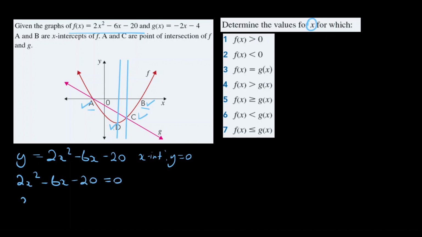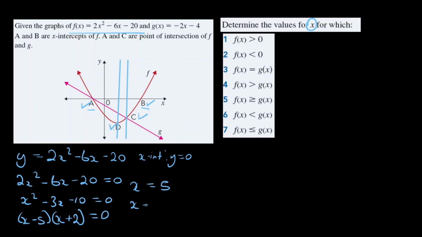equals 0, and we divide throughout by 2, which will be x squared minus 3x minus 10 equals 0. The factors of 10, that which you add will give us negative 3, that which you multiply will give us negative 10. It will be x and x, and it will be negative 5 and positive 2, and we know that x will be equal to 5, and x will be equal to negative 2.